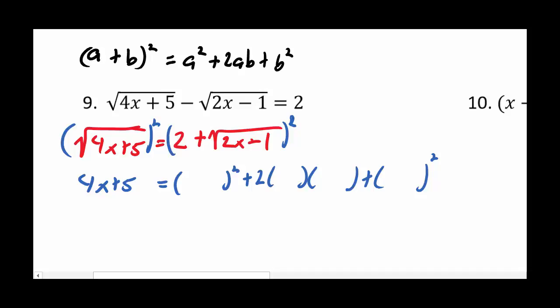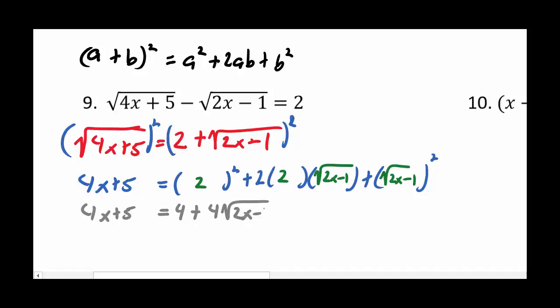So in the first blank, I have a 2 and a 2, and the square root of 2x minus 1, and the square root of 2x minus 1. And all I did was I applied that little pattern that we had up top there in the black with the a squared plus 2ab plus b squared. Just a little bit quicker so I can see how to simplify this process down. Okay, so now where am I at? Still have a 4x plus 5 on the left. On the right, I have a 4. This would be 4 square root of 2x minus 1 plus 2x minus 1.